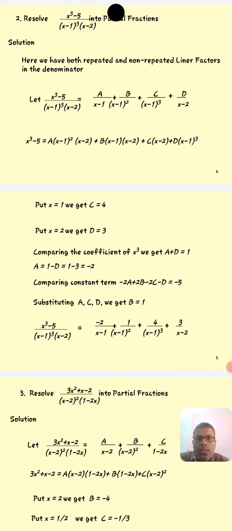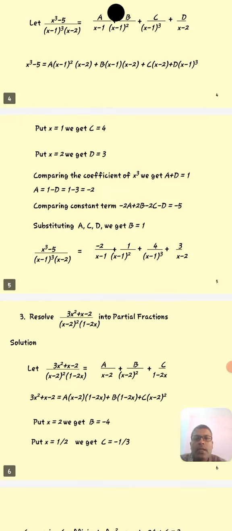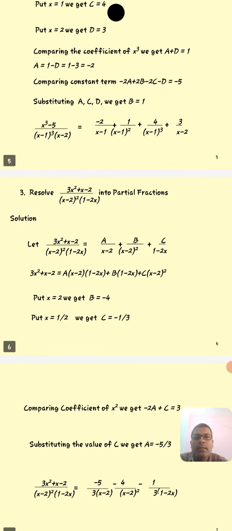Comparing the constant term, that is minus 2a plus 2b minus 2c minus d is equal to minus 5. Substituting a, c, d, we get b is equal to 1. So finally, substituting the a value, b value, c value and d value in the place of a, b, c, d, we get the required partial fractions. Okay.